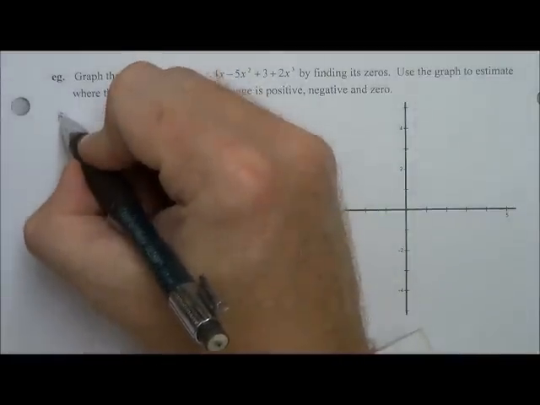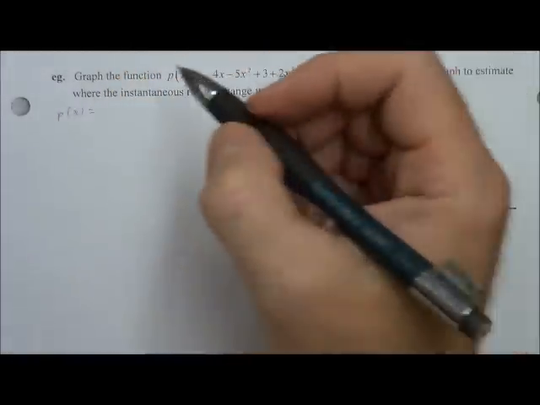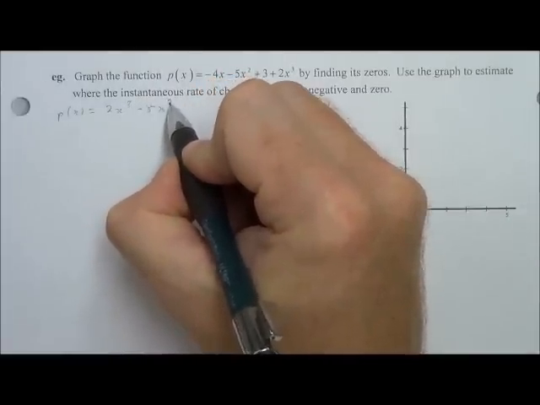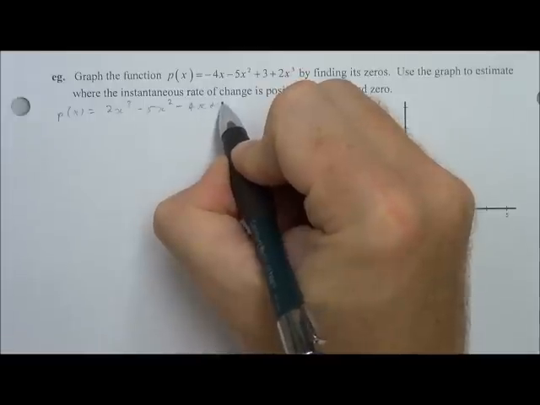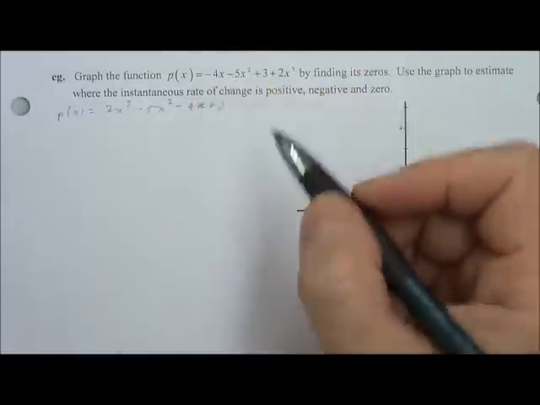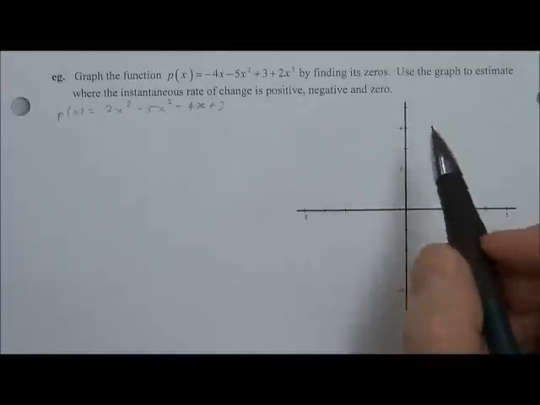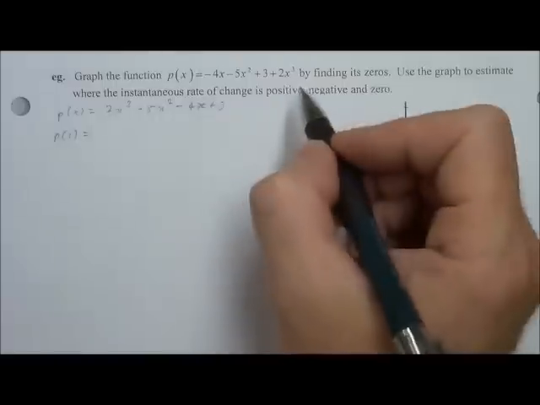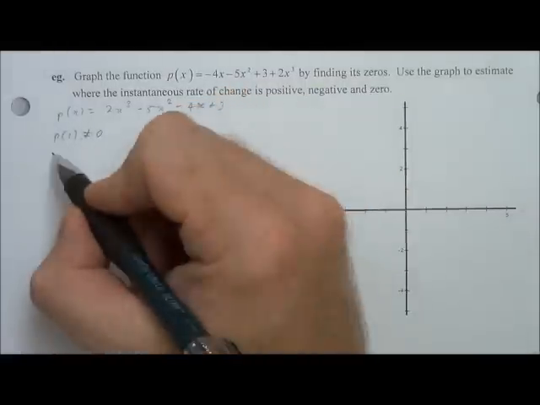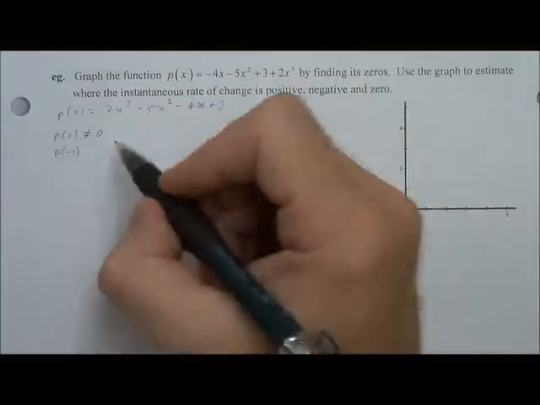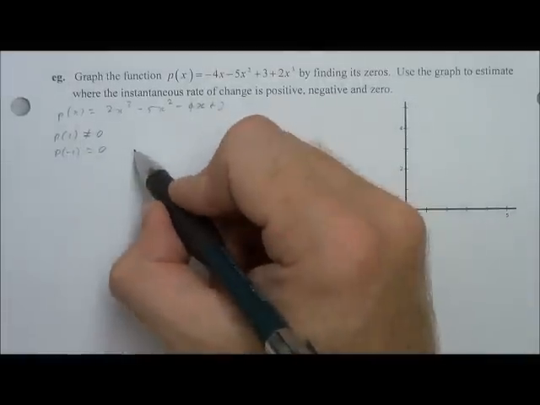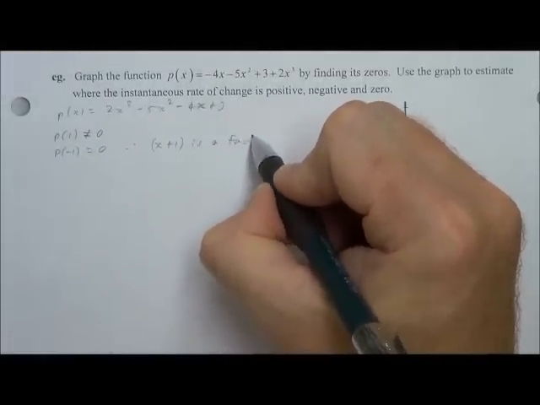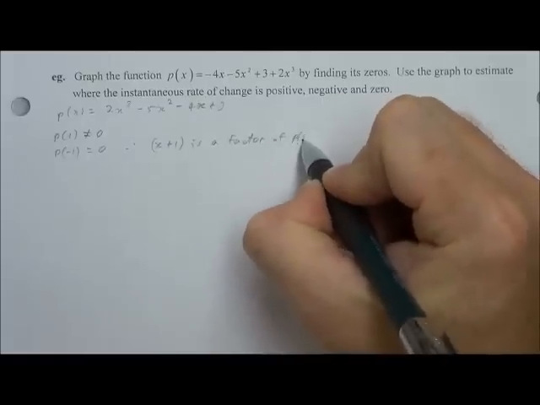So p of x is 2x cubed minus 5x squared minus 4x plus 3. And then by using factor theorem, I'll try p of 1, and when I calculate that I realize that it's not 0, and p of negative 1 actually does give me 0, so therefore x plus 1 is a factor of p of x.